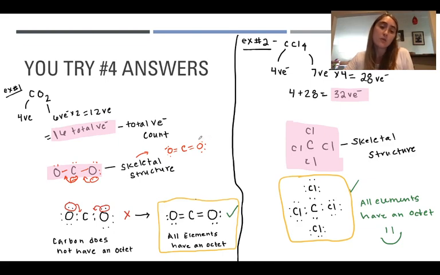So again, you can choose where you want to put these dots around your oxygen. You could have 2 on the top, 2 on the side. You can use the bottom. It doesn't really matter. But that's your final answer.